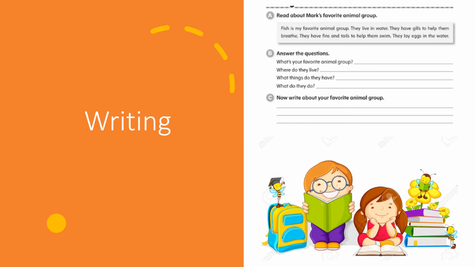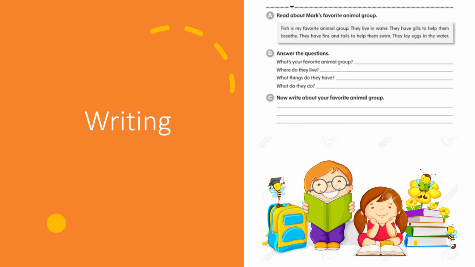Yes, Mark says fish is my favorite animal group. That means Mark selected the animal group fish. Then he wrote further about that animal group. They live in water. They have gills to help them breathe. They have fins and tails to help them swim. They lay eggs in the water. That's what Mark shared about his favorite animal group.